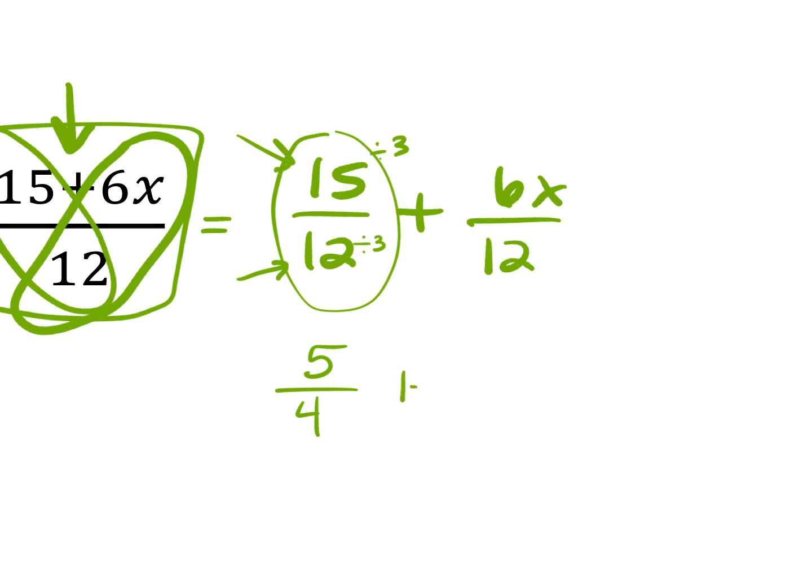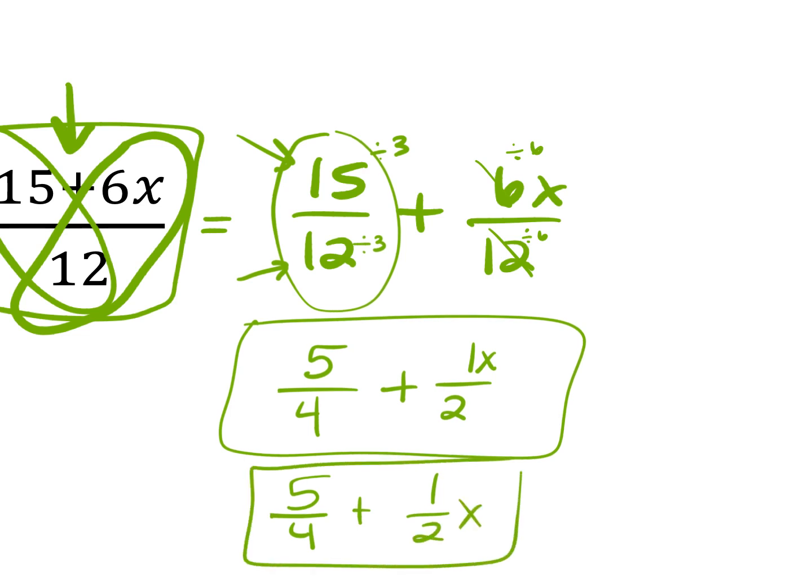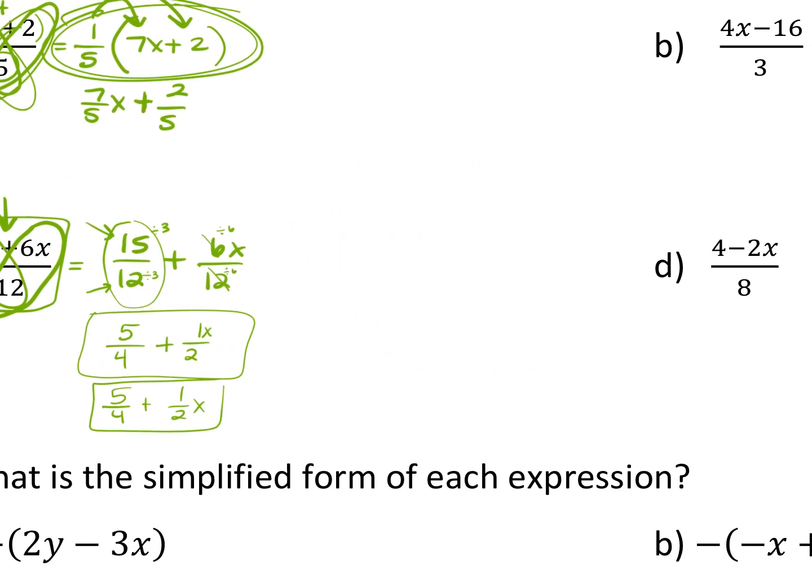So this is 5/4 plus, and then this one, 6 and 12, if you divide by 6 and divide by 6, you get 1 and 2 with your x. So you can call it 5/4 plus x over 2. You can call it 5/4 plus 1/2 x and put the x out behind. I don't care which one you do, or you can ditch the 1 on the top one and just call it x over 2. That's fine too. So then we don't make them mixed numbers, just leave it as an improper fraction. That would be the preference anyway. Okay, so using that idea, look at letter D here.